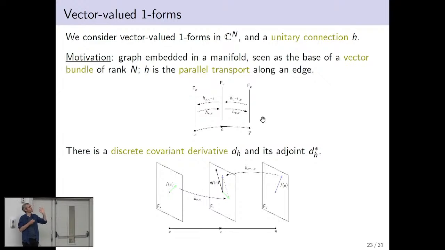So let me just explain by these drawings, first of all, the motivation and then the definition. The motivation, in some sense, comes from geometry. So if you think about your graph as being embedded in an n-dimensional manifold, you can think about over each point you have a vector space which could be, for example, the tangent space.